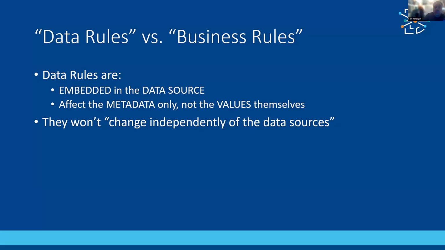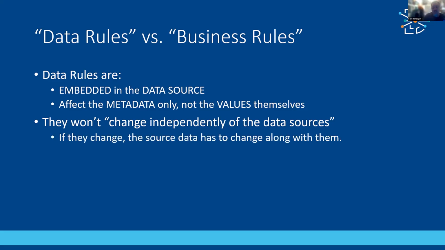So these rules are not going to change independently of the data sources because they are embedded in the data sources. So if the data source changes a rule, the data source is changed. So you just process it as a normal data source change, right? Using the strategies that went on in the data vault. Now, these data rules should be in the raw vault, because again, they're not causing you to change the values of the data. So you're maintaining auditability and they're embedded into the source system.